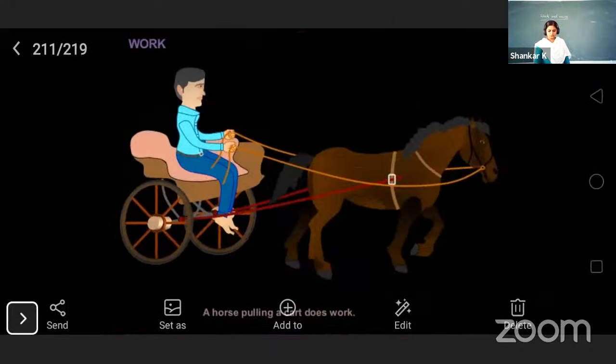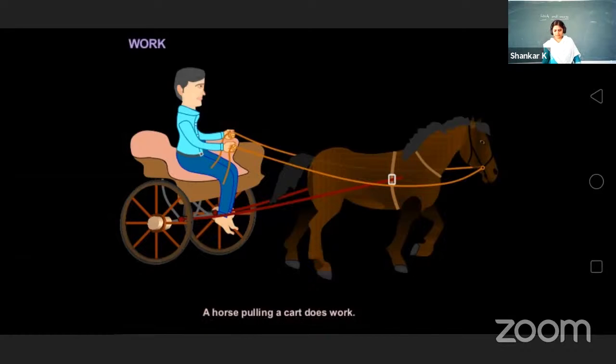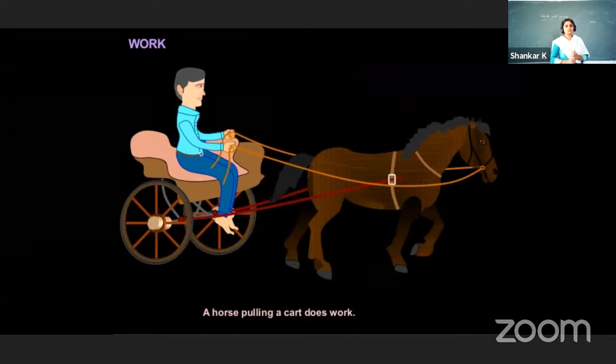Here, students, you come to this point. Here, how do you find if the work is done by this? Okay, a horse pulling the cart does work. It means when the horse pulls the cart, there is work. You travel the distance, isn't it? So you have reached the point where you want to go. So we say that the work is done.